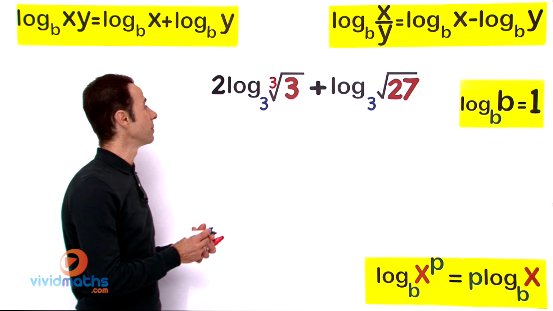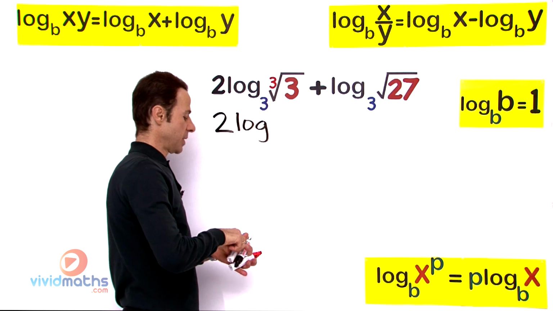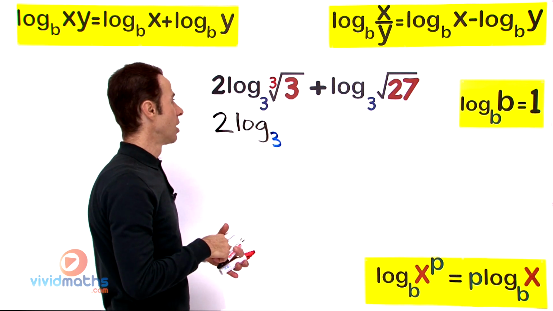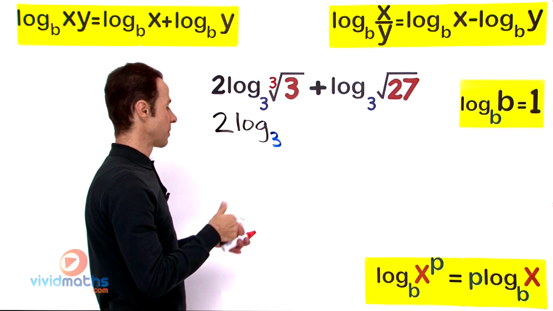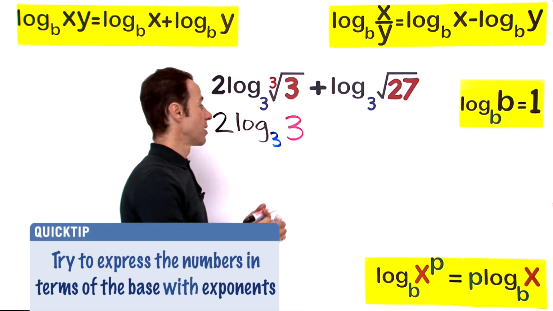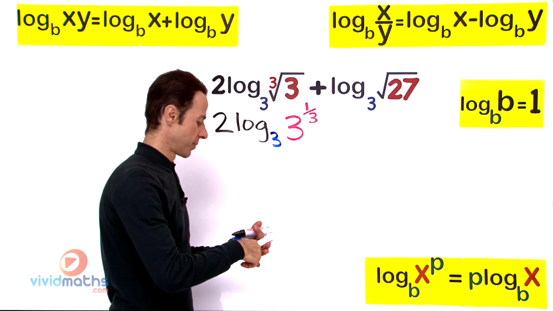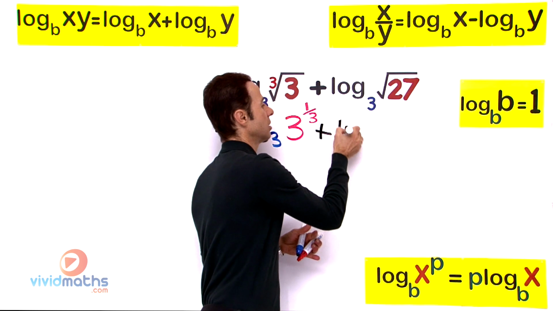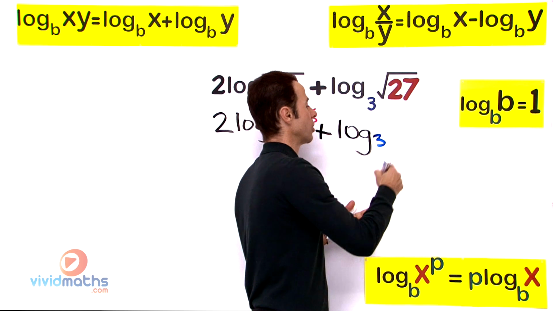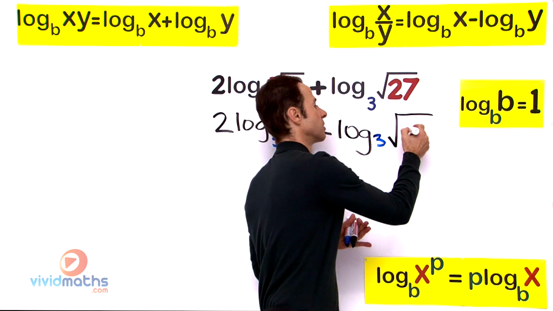So we have the 2 out the front. So again, we keep it as 2 log base 3. And the cube root there of 3, well, essentially that's the same as writing it as 3. If you remember your exponent laws, that's the same as 3 to the power of 1/3, 1 over 3. So that's plus log base 3. And that's the same as the square root of, we want to match that base with a 3. So let's put a 3 inside the house.